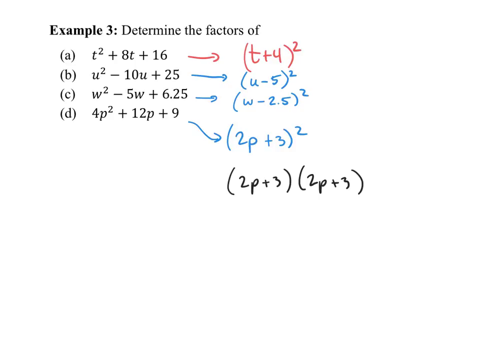If you're not sure, the first term gives you 4p squared. Inner and outer give you the same thing, right? This will give you the 12p that we had here in the middle. So your way of checking that this factoring technique works is what Maura was mentioning.